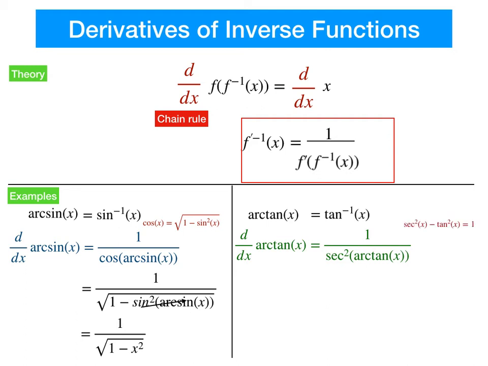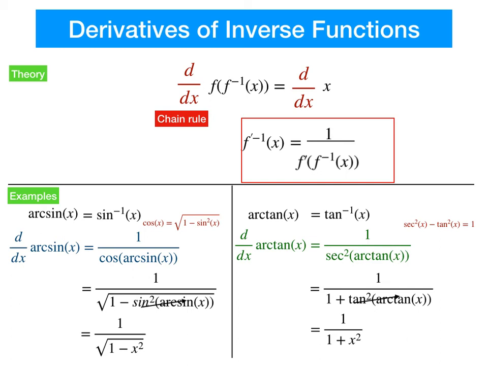Using another trig identity, secant squared x minus tangent squared x equals 1, we can replace secant squared by 1 plus tangent squared of arctan of x. And again, tangent of arctangent cancels out. That will leave us with the derivative of arctangent x equals 1 over 1 plus x squared.